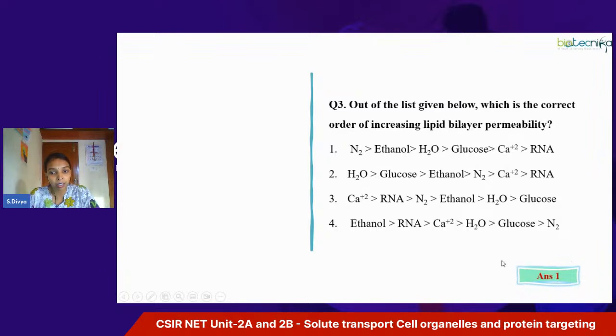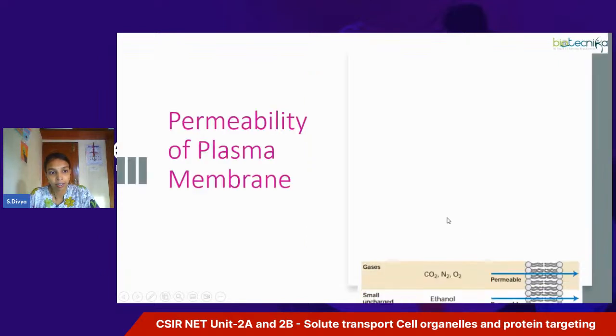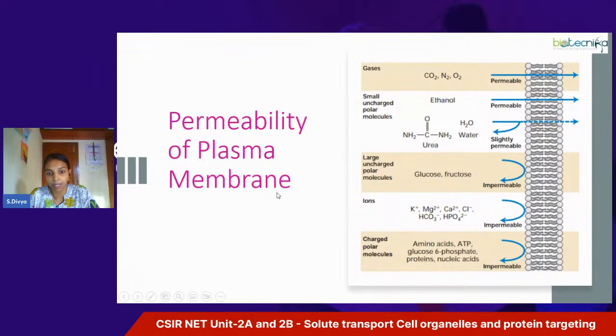Now, why answer is 1? See, this is the permeability chart for the plasma membrane. If you see, gases are highly diffusible. So, whether it is carbon dioxide, nitrogen, oxygen, it does not require any support. It is permeable. If you take into consideration small uncharged polar molecules like ethanol, they are permeable. Urea and water, they are slightly permeable.